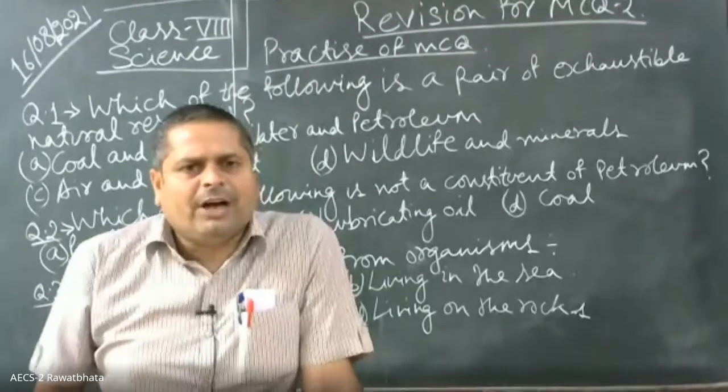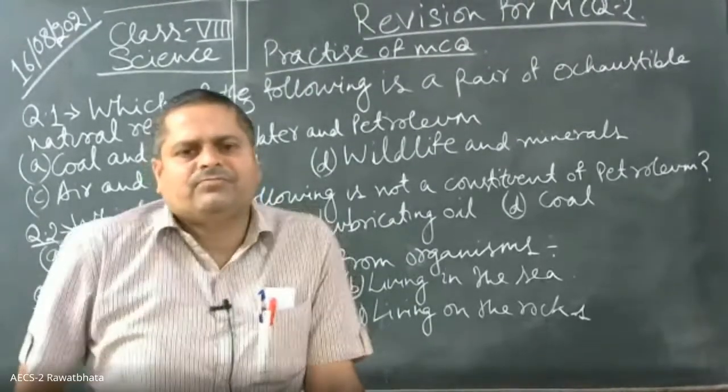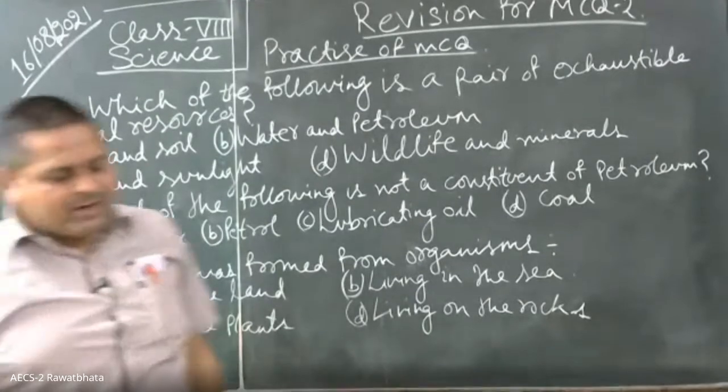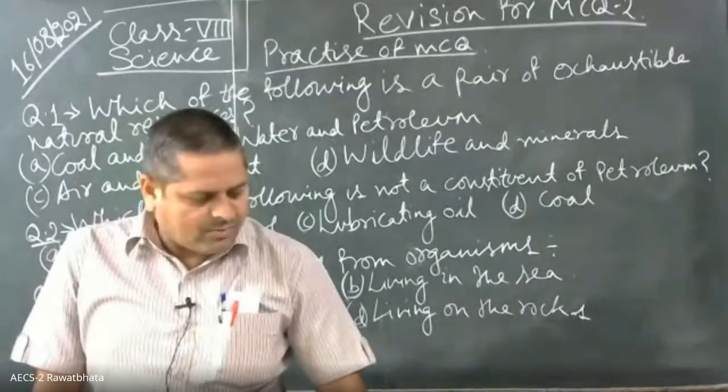Yes, Shubham, read out the first question and try to answer. The first question is which of the following is a pair of exhaustible natural resources? First you say, what are exhaustible natural resources? Exhaustible natural resources are the resources which get exhausted if we use them. Yes, now answer this question.